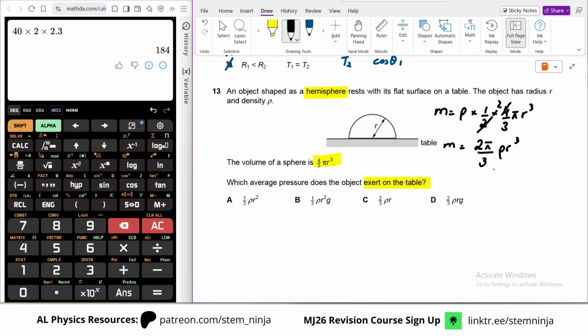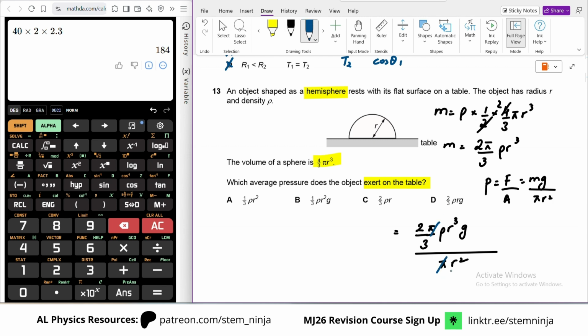Okay. Pressure is force over area. So mass times g, the weight, and area is just pi r squared. So you get 2 pi over 3 rho r cubed g divided by pi r squared. As you can see, pi and pi get cancelled, and r squared makes it just r. So it's just 2 over 3 rho r g.